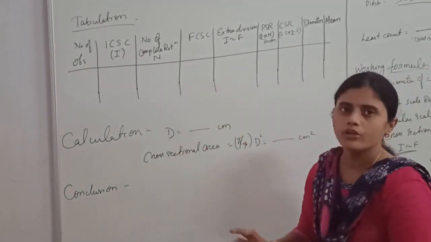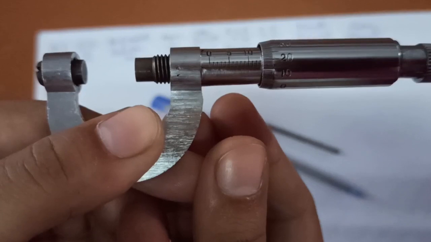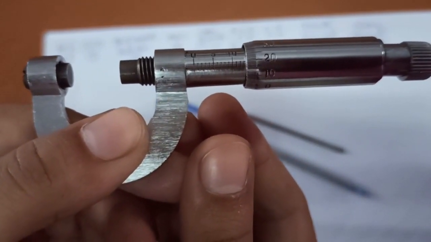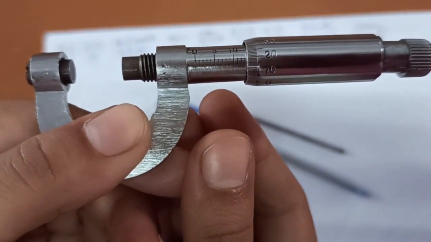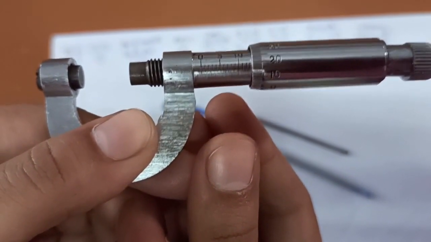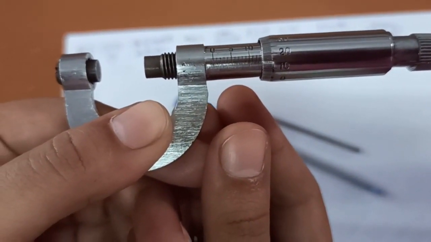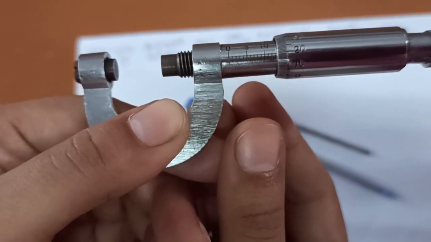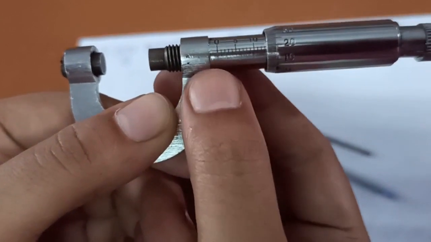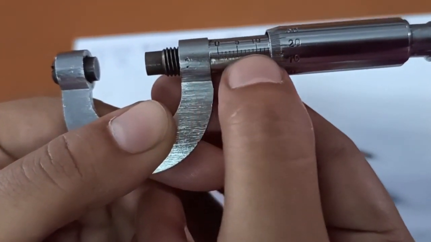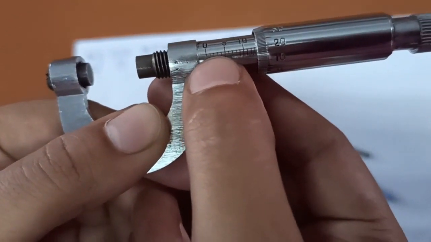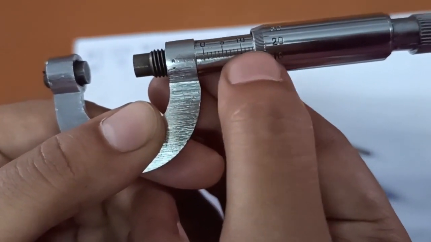Let me show you how you will take the reading. Okay. Now we will discuss how we will take the reading. How we will take the initial circular scale coincidence I, and how we will know the complete rotation N, and then the final F. Okay. So you see, this is the baseline of the main scale. This plays the most important role, because this will tell you how much is the reading in the circular scale.